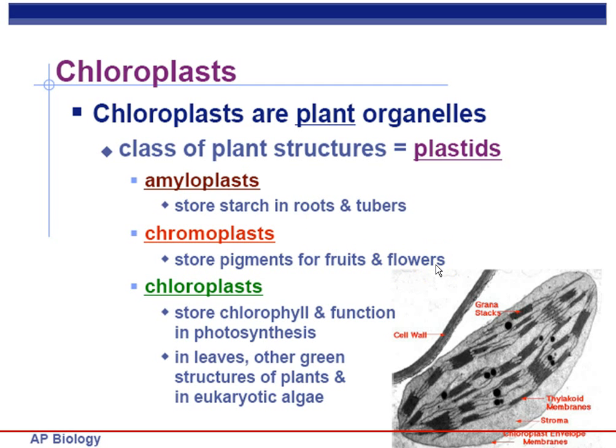Now, we're going to find out later that there's no such thing as a science word for vegetable, but that's why they have their colors. Chloroplasts store chlorophyll and are the things that do photosynthesis. And leaves and other green structures of plants and eukaryotic algae, that's the green part, the chloroplasts.